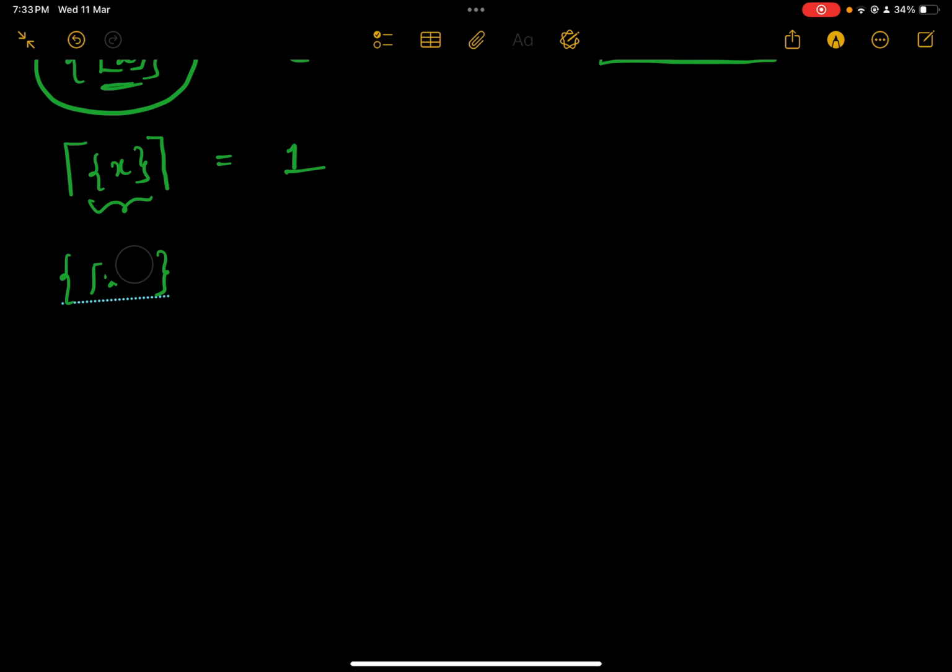So what is this? Fractional part of ceiling of x. Ceiling of x is an integer. Fractional part of an integer is 0. All right. So this is what we have.